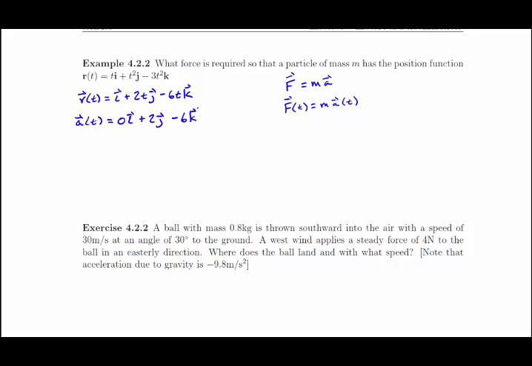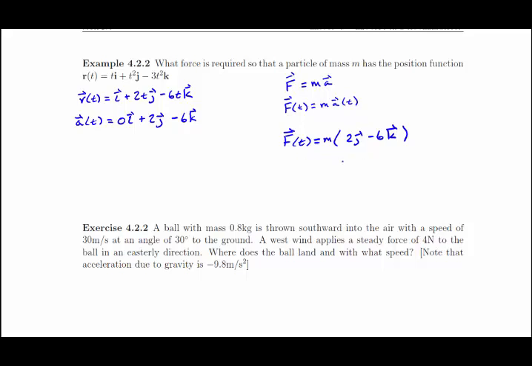So our force function needs to be F(t) = m(2j - 6k). And note that I left out the 0i in this case.